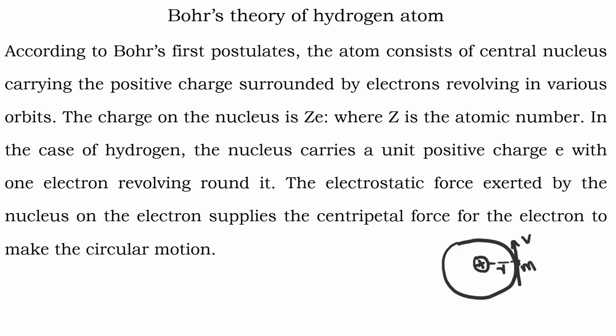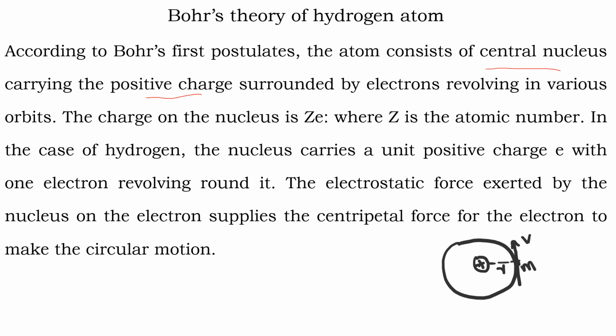The first postulate is the Rutherford model. According to this model, an atom consists of a central nucleus carrying a positive charge, and the electrons are revolving around the nucleus in certain orbits. The nucleus contains protons and neutrons. Protons are positively charged particles, neutrons have no charge, and hence the charge of the nucleus is positive.